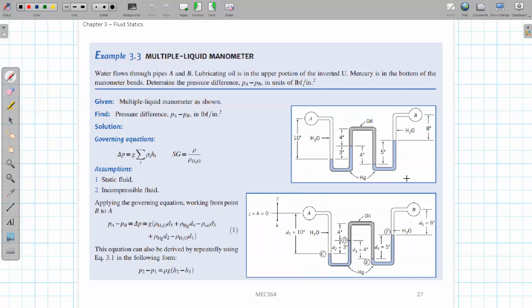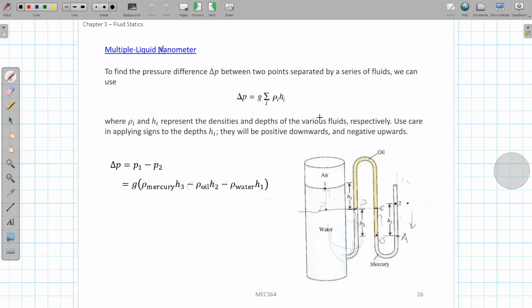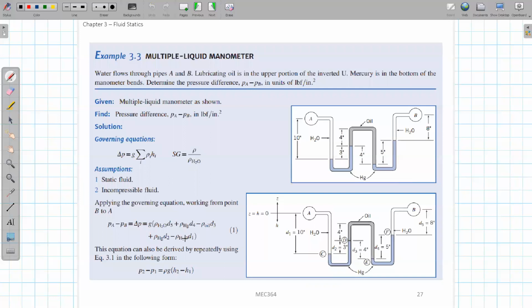Okay, so this problem is that we connect this multi-fluid manometer with two pipes of water, A pipe and B pipe, and we want to know the pressure difference between them. So basically using the equation we read before, you will have PA minus PB, where A is on the left and B on the right. PA minus PB equals delta P.